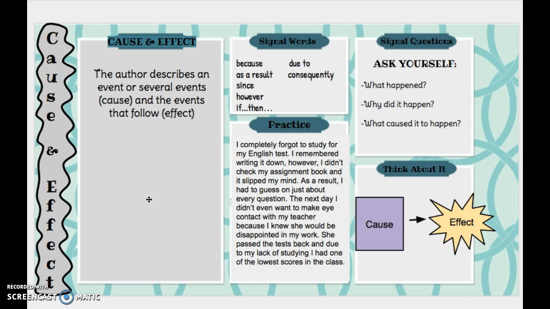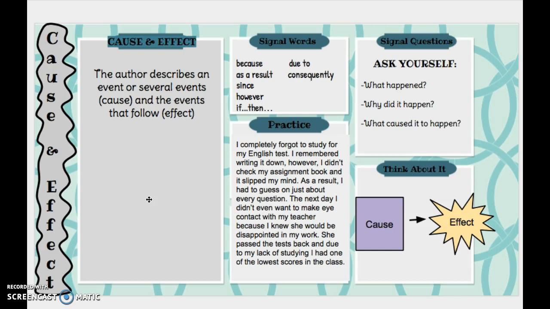Once you've written down the signal words and the signal questions, you're going to go ahead and take a look at the graphic organizers. Now with this graphic organizer, I put a pretty simple one, just a cause leading to an effect. Sometimes you might see multiple cause boxes and multiple effect boxes. But for this one, I just really want you to look at the one cause and at least focus on just one effect.